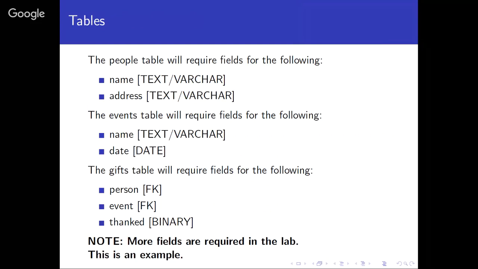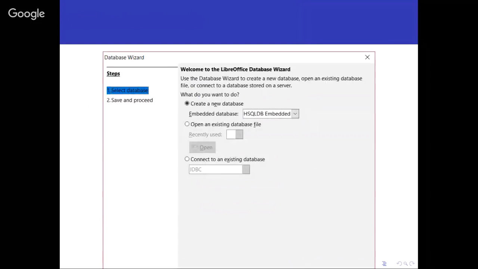And then the last table, gifts, keeps track of persons, so that's going to be a pointer to the people table, keeping track of which person gave you the gift; the event, which points to the events table to tell you which event you received the gift for; and then thanks, which is just going to be a binary yes or no: have I sent them a thank you yet? I just put the note in here in case some of you are using the slides to go along with the lab to help you do it. Don't copy exactly what I'm doing because I skipped some fields that you'll need.